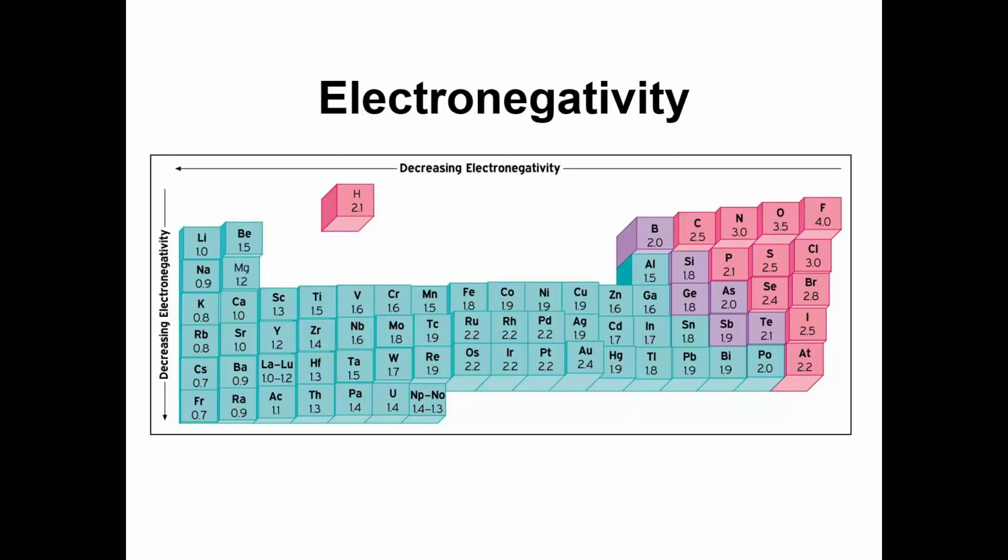Electronegativity is really important for bonding, but I'm going to bring this back up in the bonding chapter. For right now, electronegativity is the ability of an element to draw electron density towards it, right? Okay, so it's all connected to what I've said already.